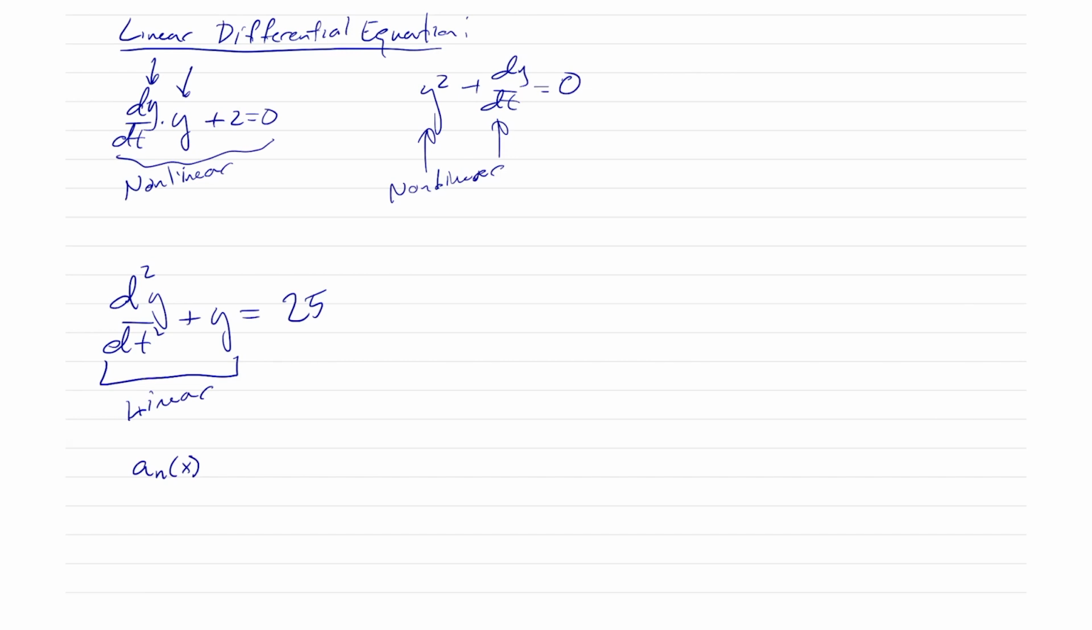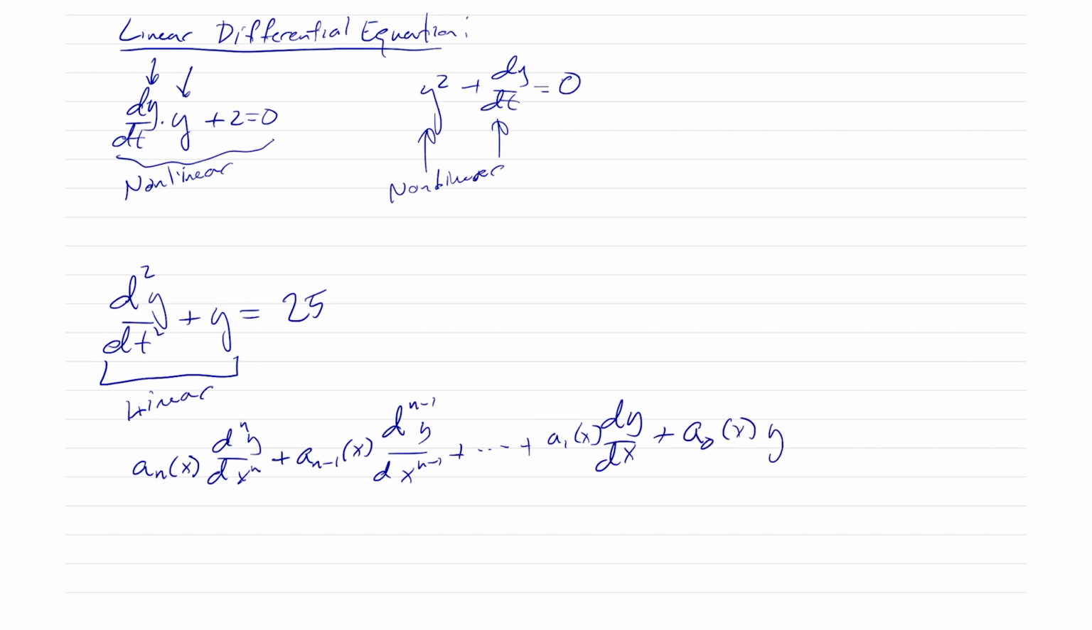then we have a_n of x times the nth derivative of y, plus a_(n-1) of x times the (n-1)th derivative of y with respect to x, plus etc. all the way down to, say, a_1 of x dy/dx plus a_0 of x times y is equal to some function of x.